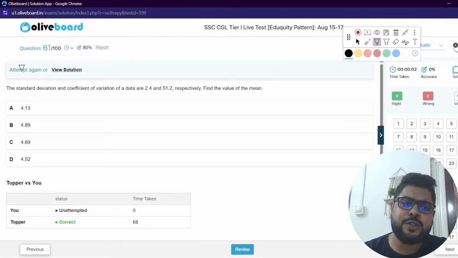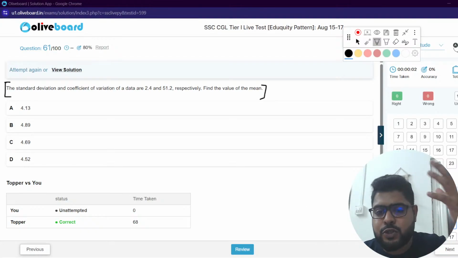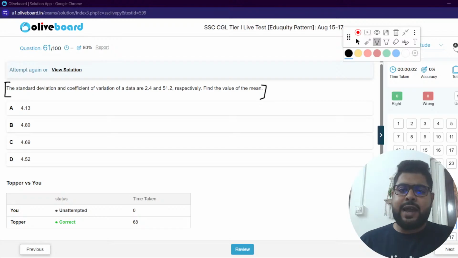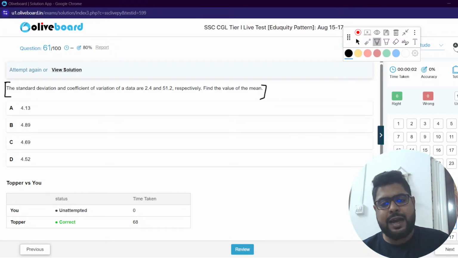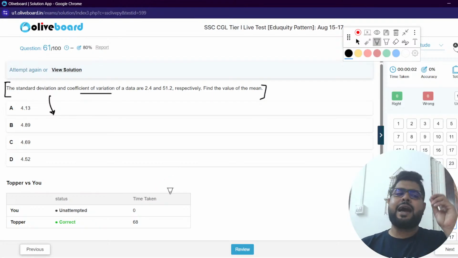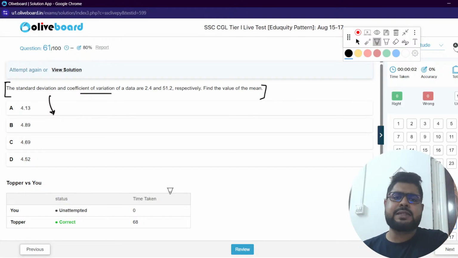Next one, sir. Statistics. Again, one of those topics where the weightage has gone up significantly. So you guys have to be very, very careful while dealing with statistics. Standard deviation, coefficient of variation. It all has to do with whether you know what the coefficient of variation is. If you know this, it's a 10-seconder. If you don't know, you don't know.